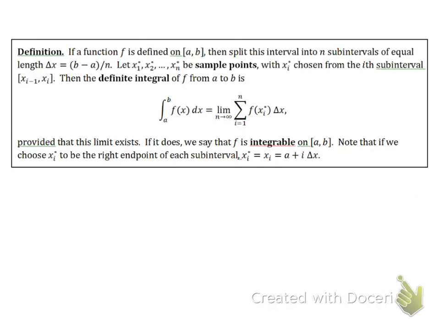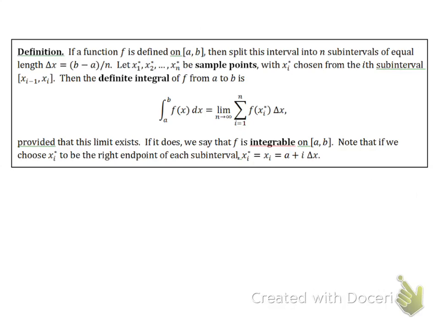If f is a function defined on the interval from x equals a to x equals b, we're going to split this interval into n pieces, n subintervals of equal width. That's the delta x, b minus a over how many rectangles. And we pick a sample point in each subinterval or rectangle's area. That is, x1 star is in the first interval, x2 star is in the second, and so on.